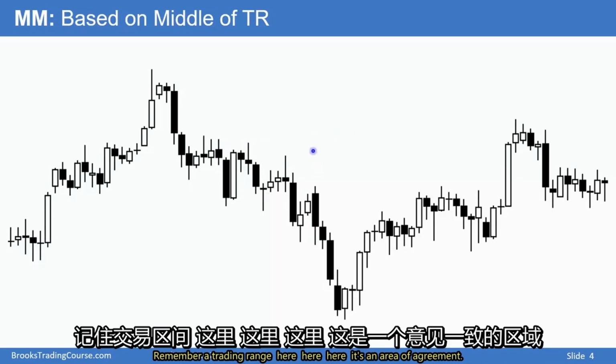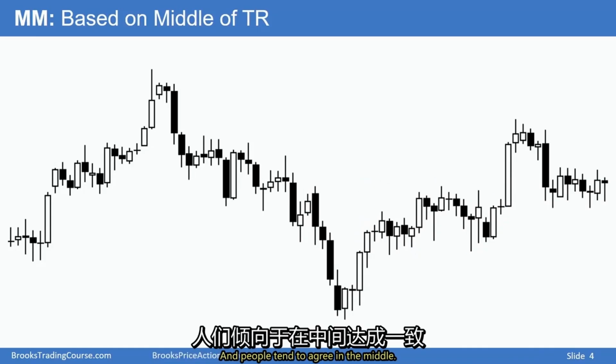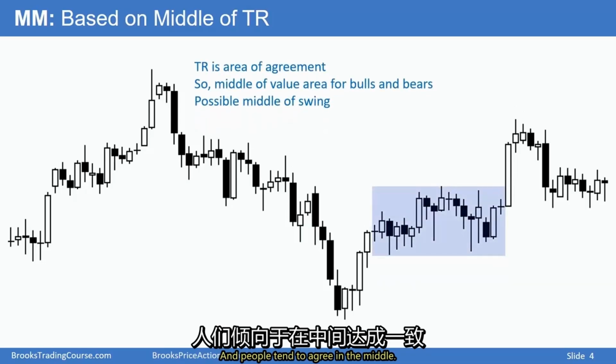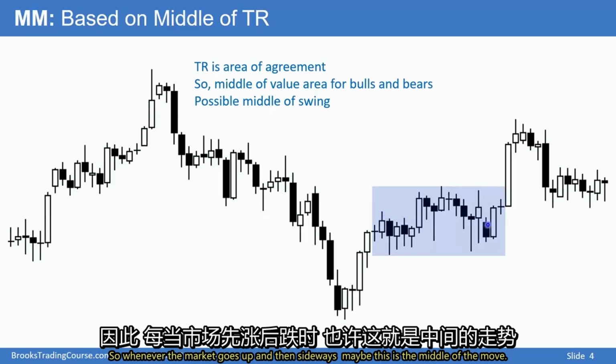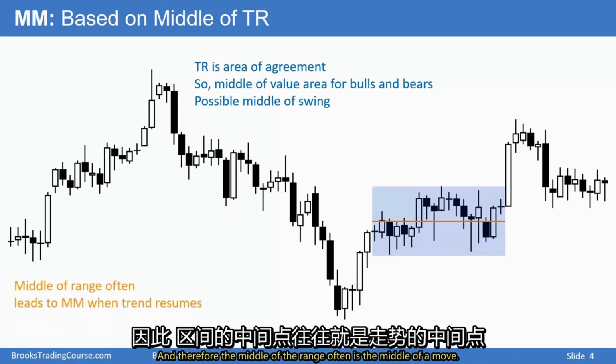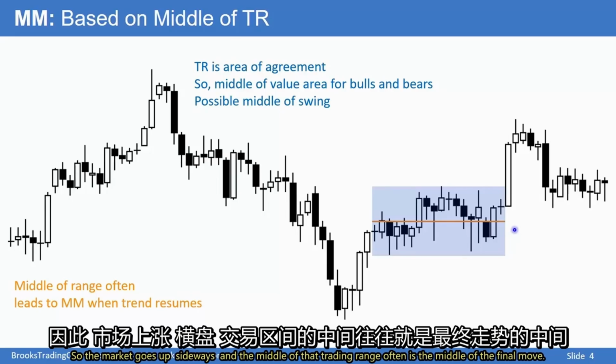Remember, a trading range here, here, here, it's an area of agreement, and people tend to agree in the middle. So whenever the market goes up and then sideways, maybe this is the middle of the move. And therefore, the middle of the range often is the middle of a move. So the market goes up, sideways, and the middle of that trading range often is the middle of the final move.